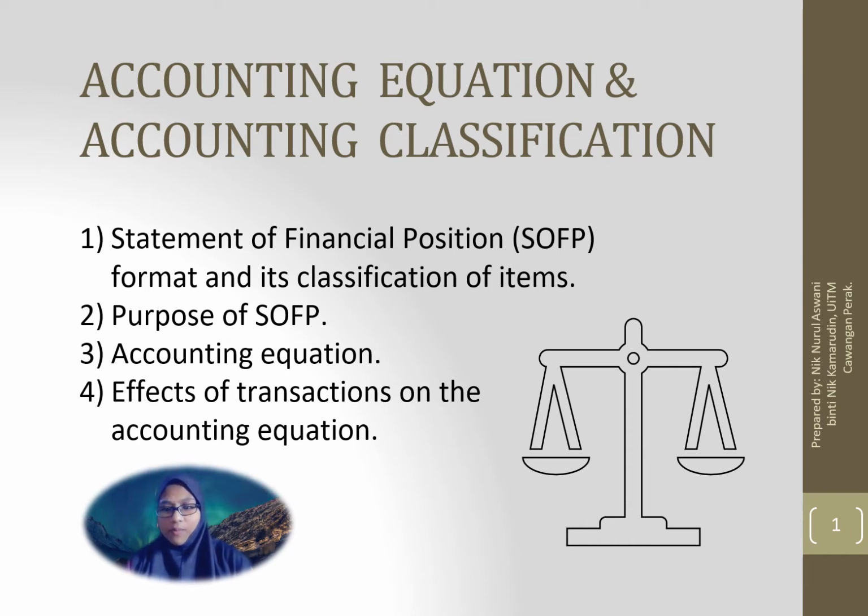There are 4 subtopics here. The first one is statement of financial position. In short, we call it SOP format and its classification of items. Number 2, the purpose of SOP. Number 3, accounting equation itself. And number 4, effects of transaction on the accounting equation.